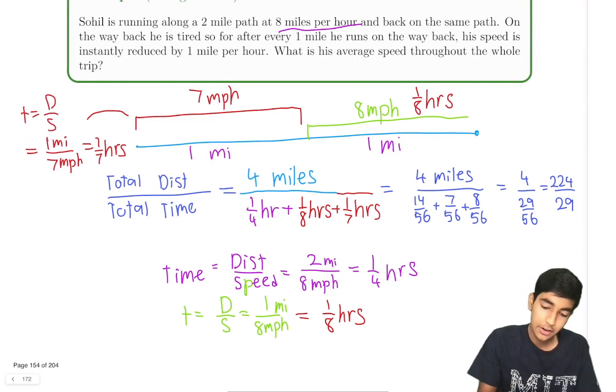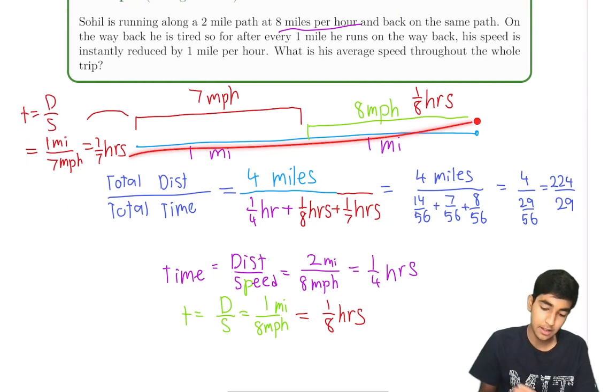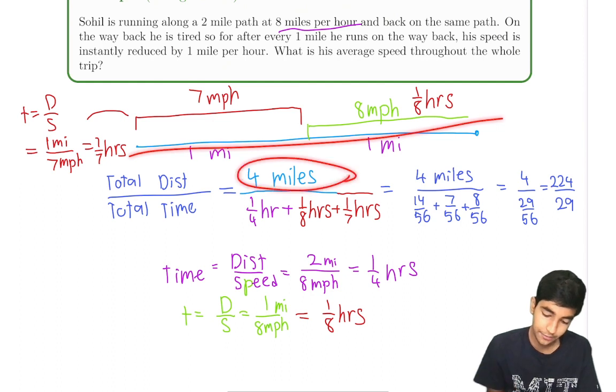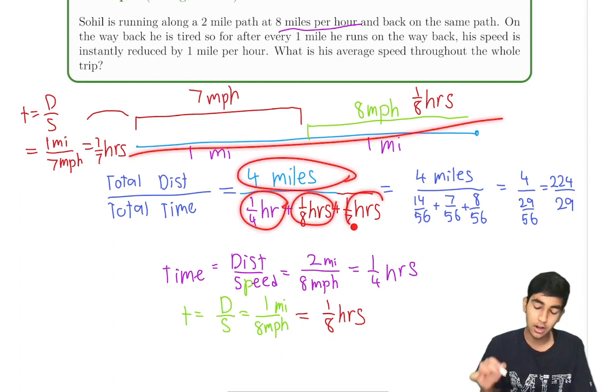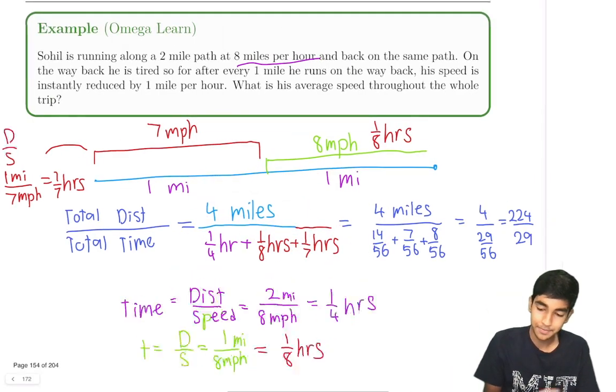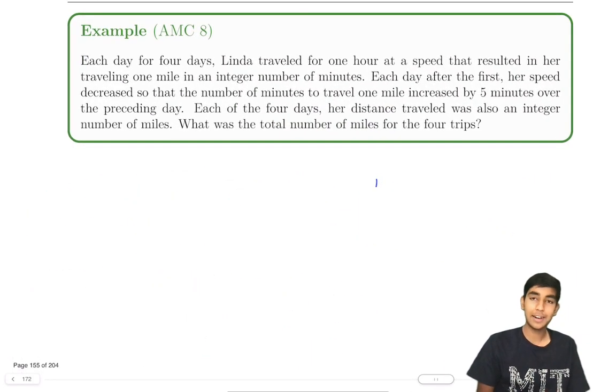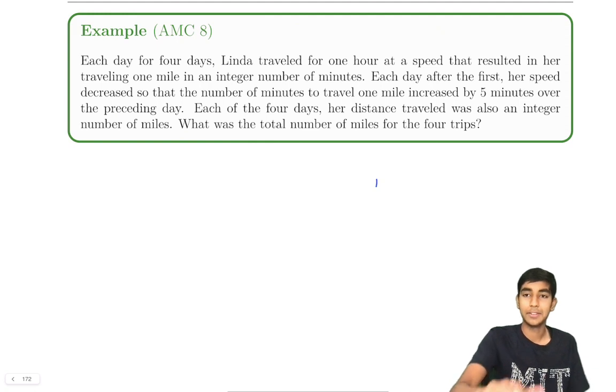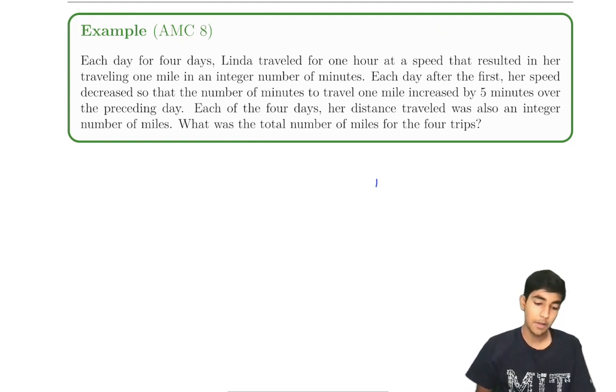So the key idea here in this problem was breaking it down into pieces, finding the total distance, and then finding the total time for each part of the journey and adding them up. And then we just evaluated. Let's try another interesting problem from the AMC 8.